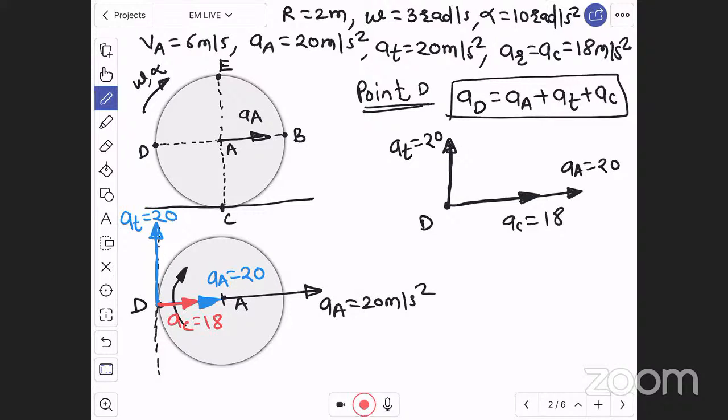So now see here, you can see D point is moving towards right with centripetal acceleration as well as the acceleration of A. So they are moving in the same direction. They will get added, and there will be a tangential acceleration of 20 magnitude in upward direction. Therefore, 20 plus 18, AA will get added in AC.